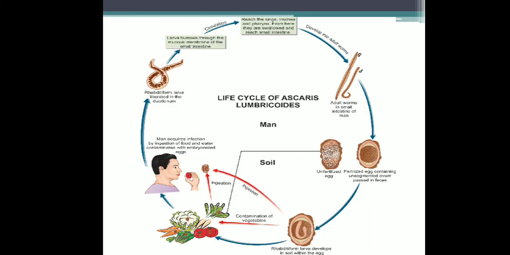Coming next is the life cycle of Ascaris lumbricoides. Here, the fertilized egg passed in feces is not immediately infective. It undergoes a period of incubation in soil before acquiring infectivity. The eggs are resistant to adverse conditions and can survive for several years. Infection occurs when the egg containing the infective rhabditiform larva is swallowed.